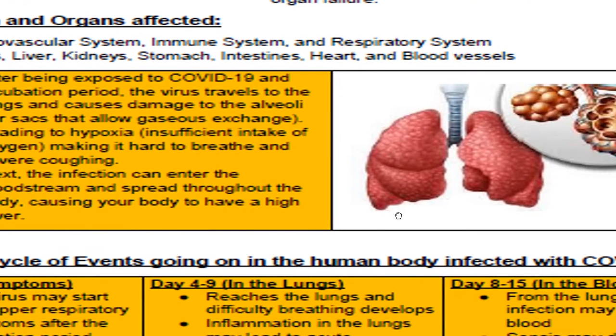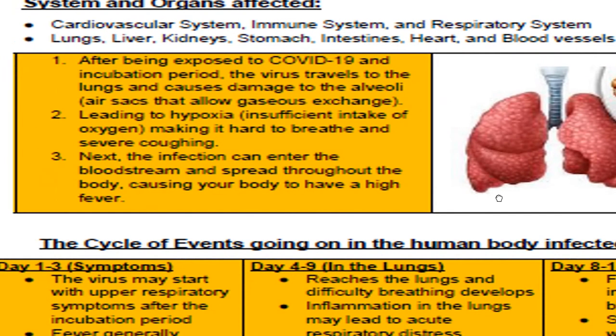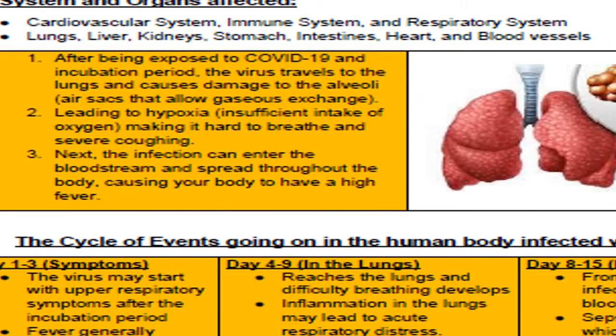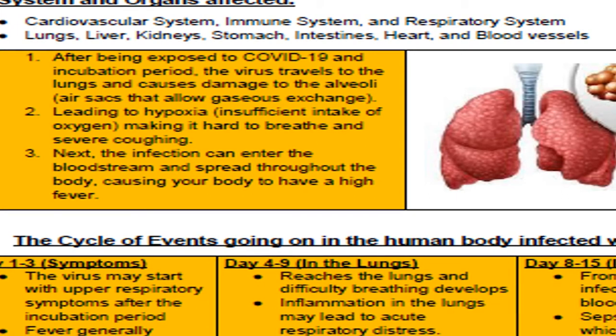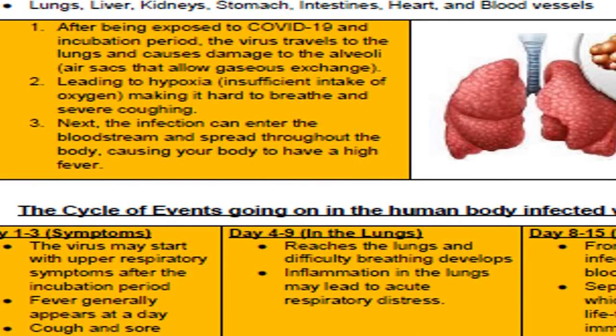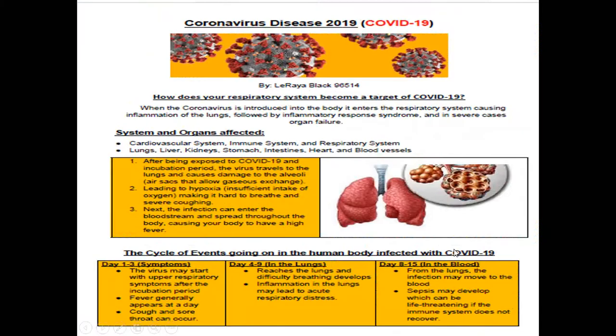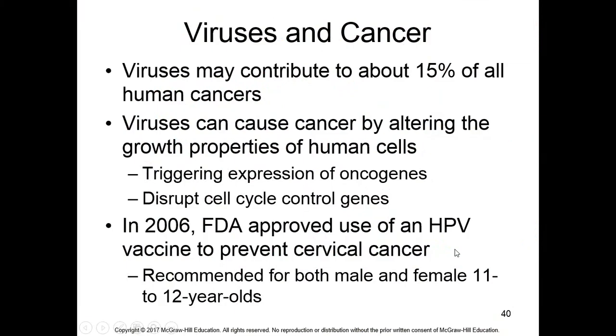After being exposed to COVID-19, and the incubation period is between 4 to 14 days, the virus travels to the lungs and causes damage to the alveoli, the air sacs especially, that allow the gaseous exchange. That's why it causes difficulty in breathing. That leads to hypoxia, that is an insufficient amount of oxygen, making it hard to breathe, and severe coughing. Next, the infection can enter the bloodstream and spread throughout the body, causing a high fever. And that is why some of the people who have this problem have multiple organ failure also.